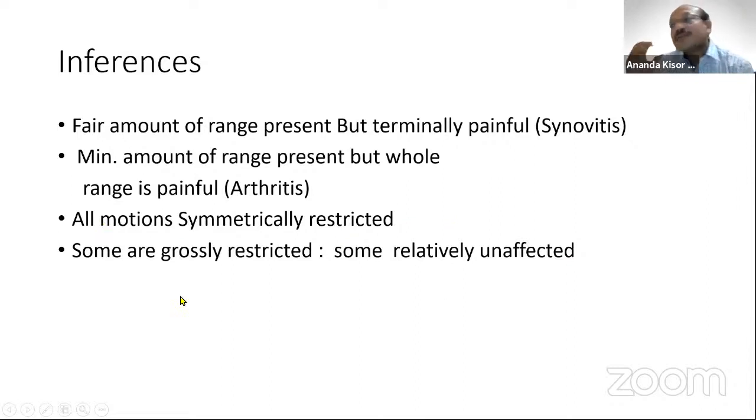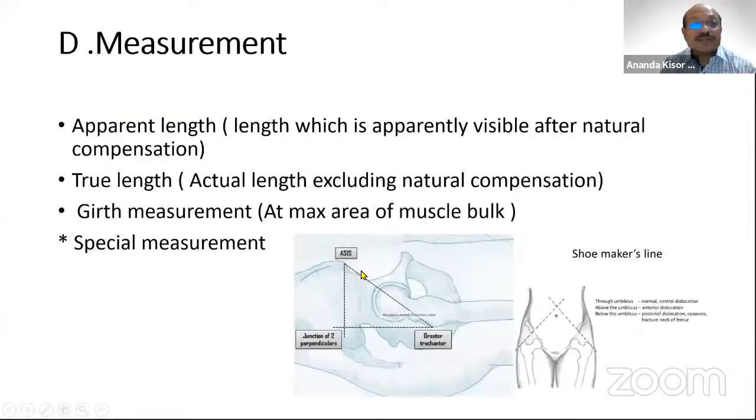In an infective condition, all movements should be symmetrically restricted, or in any inflammatory condition. Whereas in a mechanical condition, suppose there is a coxa vara deformity, abduction and internal rotation will be restricted, whereas flexion will be relatively normal. So that is a mechanical problem. In that case, some movements are grossly restricted, some movements are relatively unaffected. So by the pattern of involvement of the movements, we can easily diagnose diseases like that.